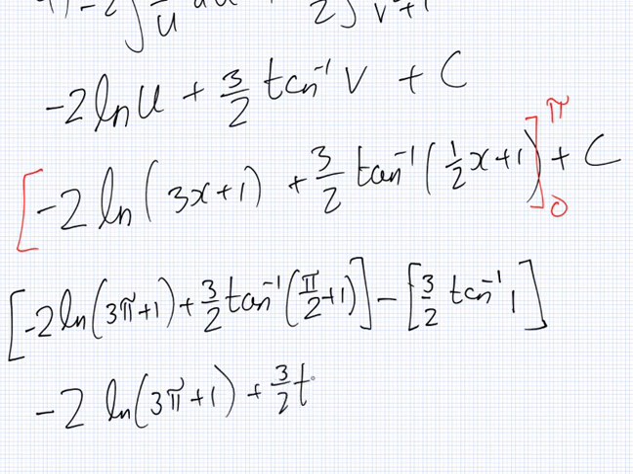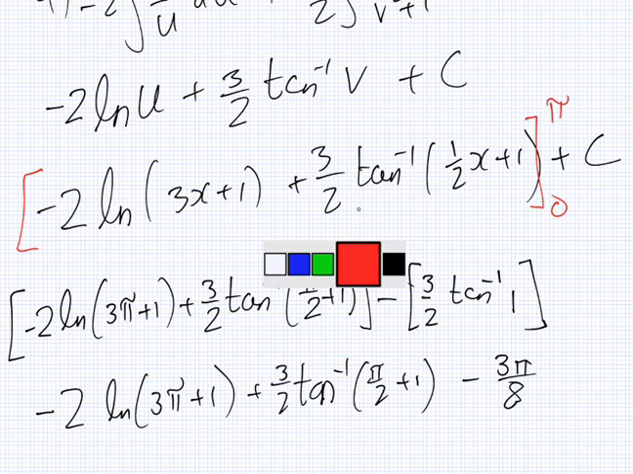Yeah, so you can change this into minus 2 log 3 pi plus 1 plus 3 over 2 tan inverse pi over 2 plus 1 minus 3 over 2 times pi over 4. Isn't that what we said for tan inverse 1? So if it's pi over 4, then that would be 8 there, because it's a pi over 4. So that's what they want in the exam. Yes? Where did the minus 2 log go? Oh yeah, but log of 1 is 0.